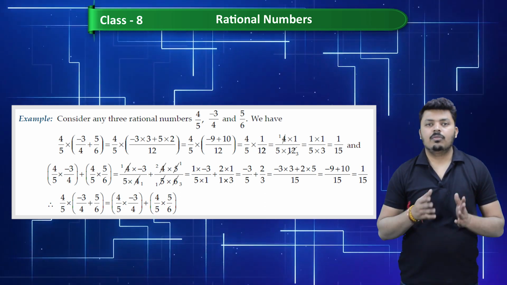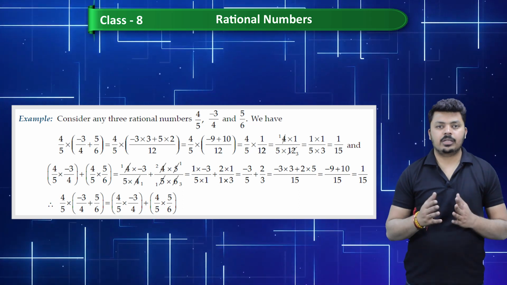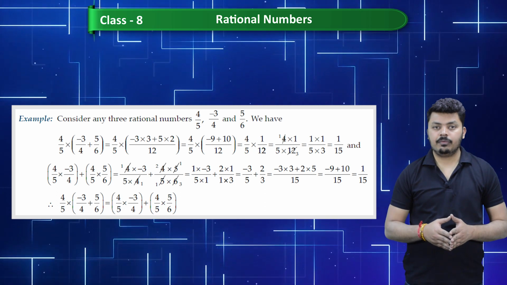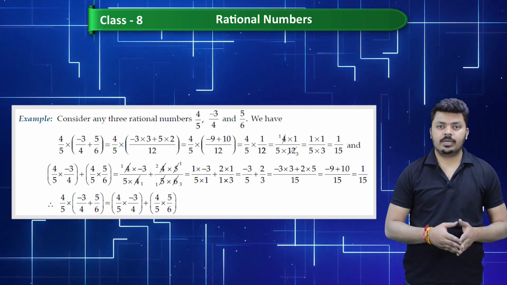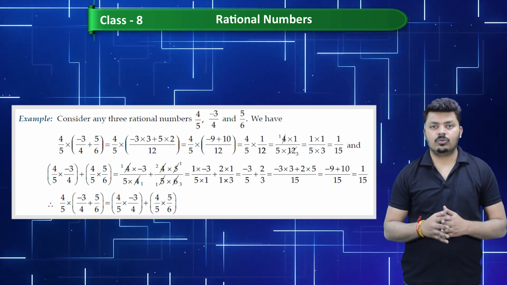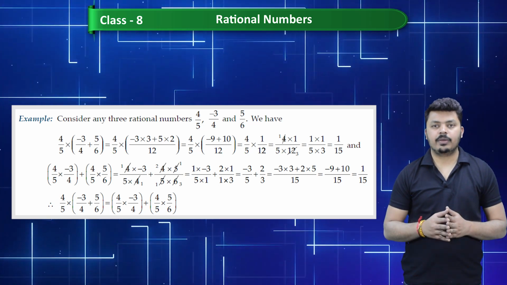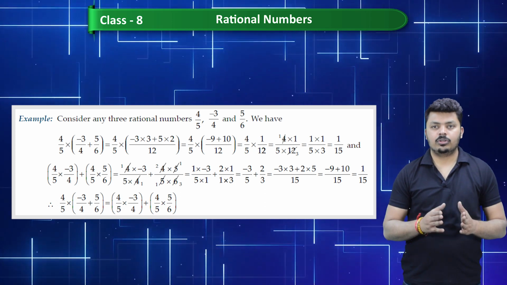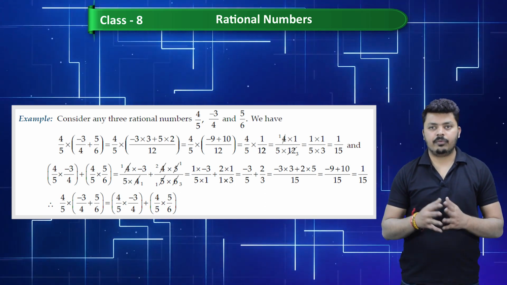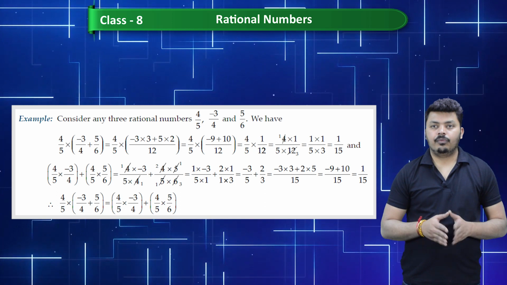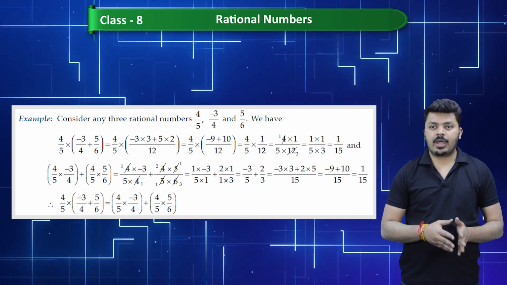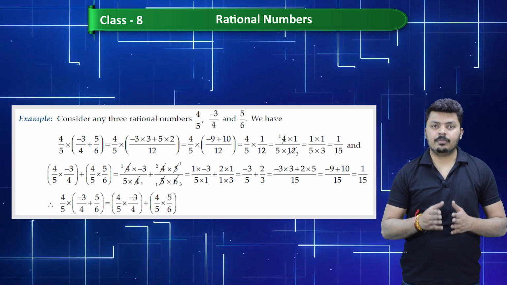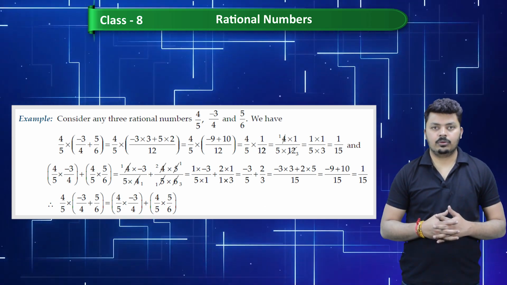We have 4 by 5 multiplied by minus 3 by 4 plus 5 by 6 equals 4 by 5 multiplied by minus 3 into 3 plus 5 into 2 by 12 equals 4 by 5 multiplied by minus 9 plus 10 by 12 equals 4 by 5 multiplied by 1 by 12 equals 1 into 1 by 5 into 3 equals 1 by 15.